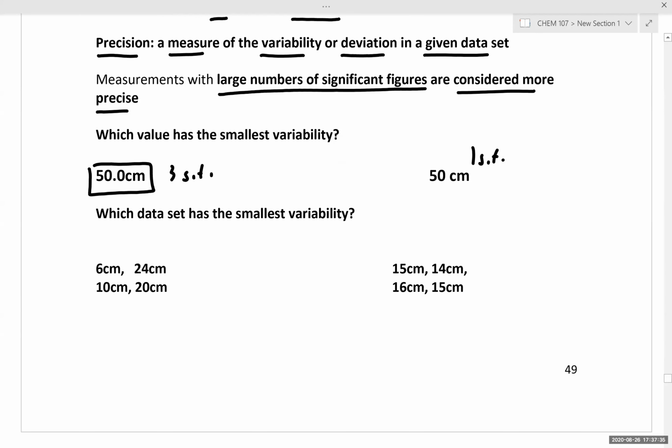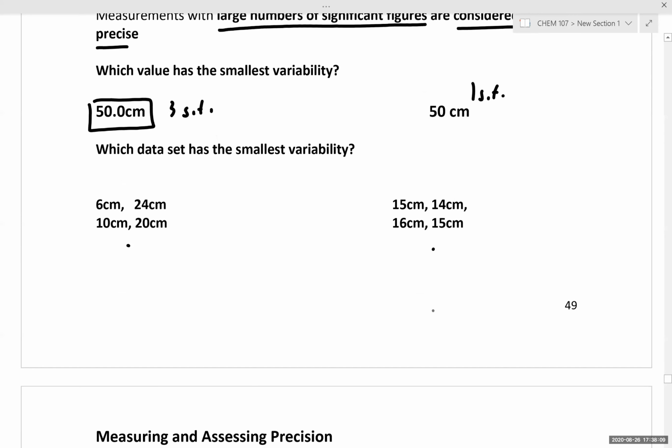Likewise, if precision measures the variability in a data set, how close each of your measured values are to the average of each of your measured values, if we compare these two data sets, which data set is more precise? Which data set has measured values that are closer in magnitude to each other? Which data set, the one on the left or the one on the right, has values that are closer to each other, to the average? The right one. Yep, exactly right.